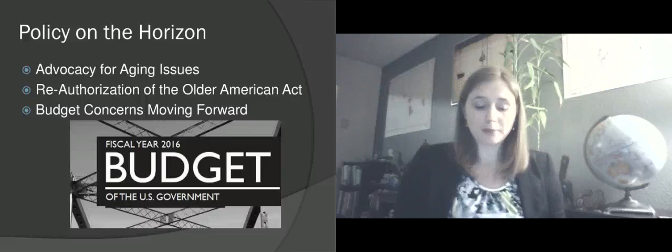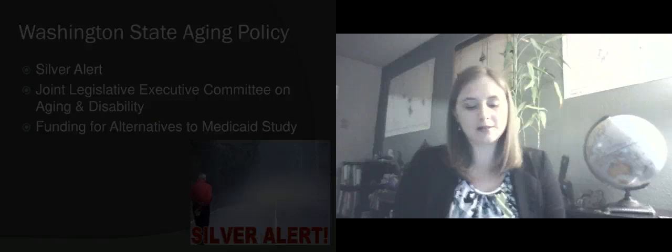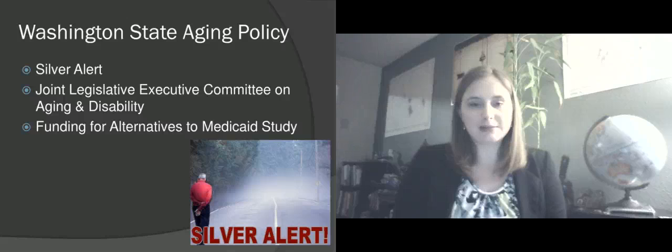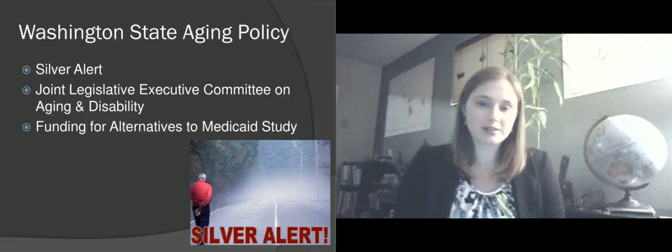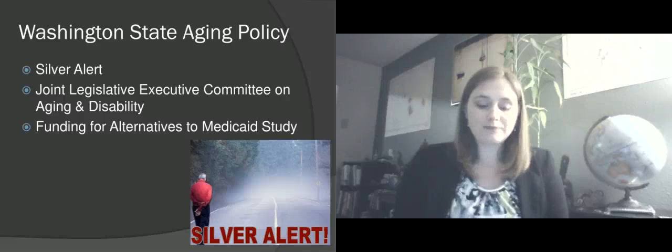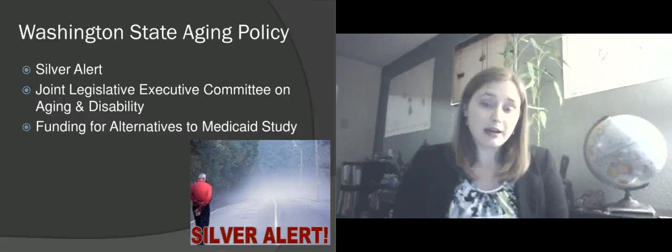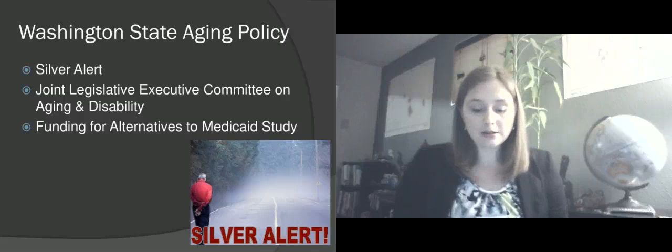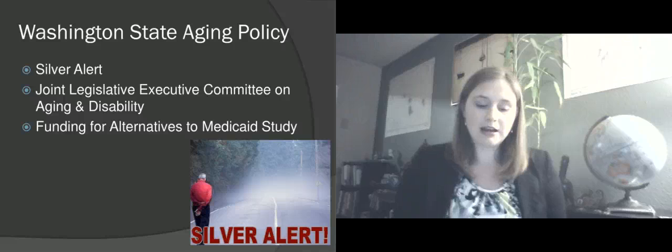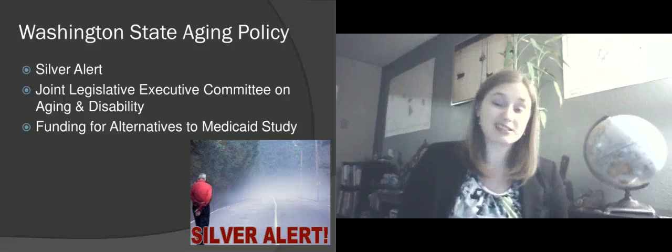On a more personal note, in Washington State aging policy, we had some improvements. A Silver Alert was passed this year, which is an alert system for wandering adults. There's a joint legislative executive committee on aging and disability that will propose its plan at the end of this year, so that's exciting. And there's looking for alternatives to the Medicaid system, just because it's broken.